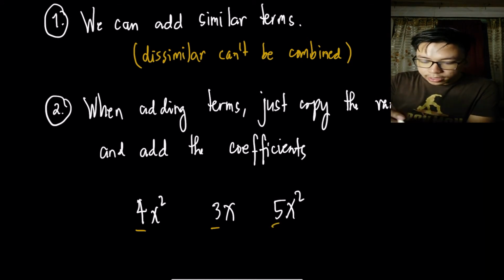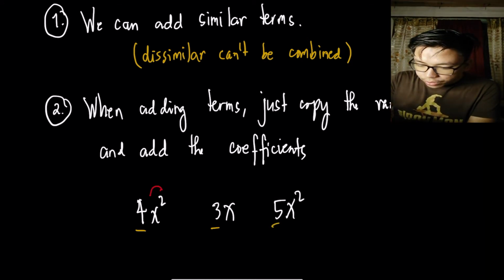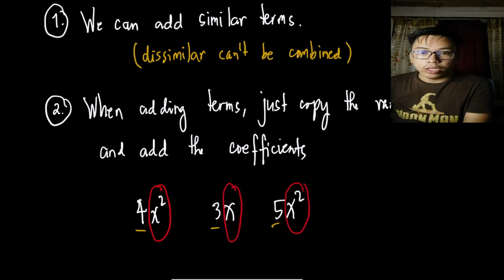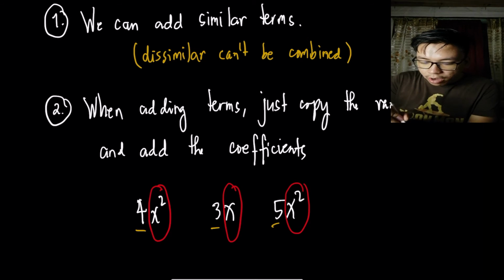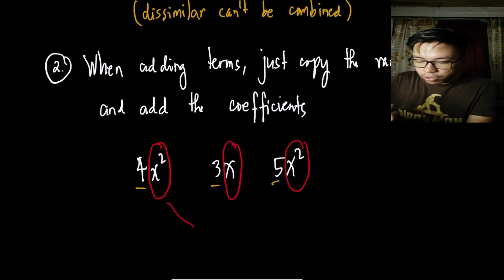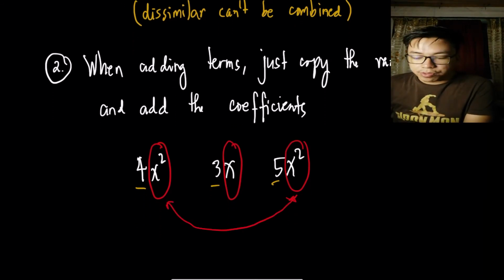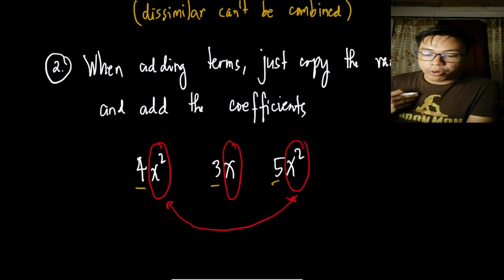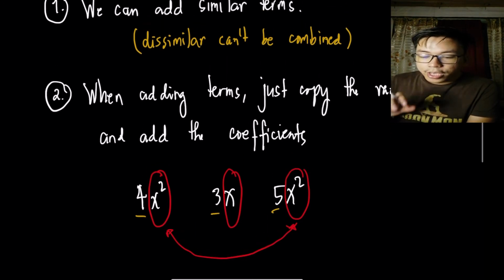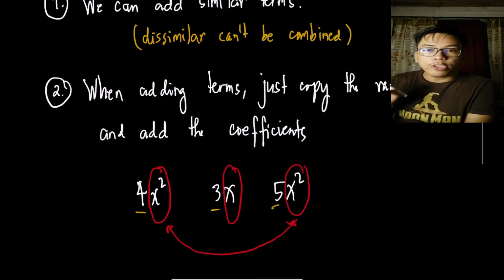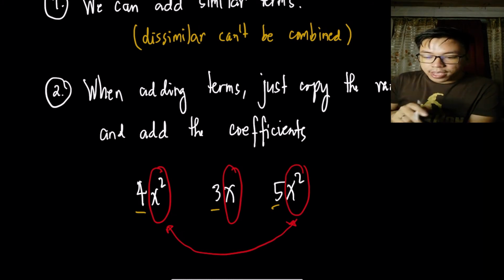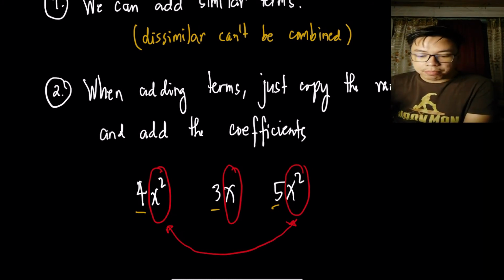Meaning to say that x squared is the variable. So in this case, 4x squared and 5x squared are actually similar terms. 3x is not. Therefore, according to rule number 1, you can only add similar terms, and the dissimilar terms can't be combined.